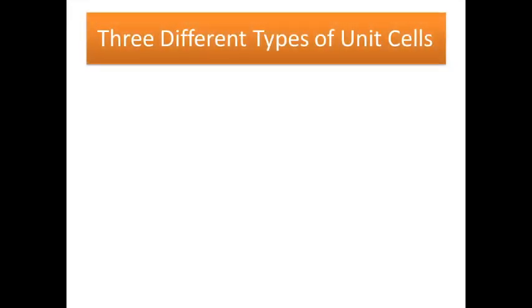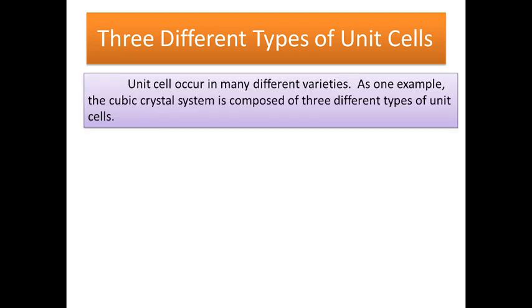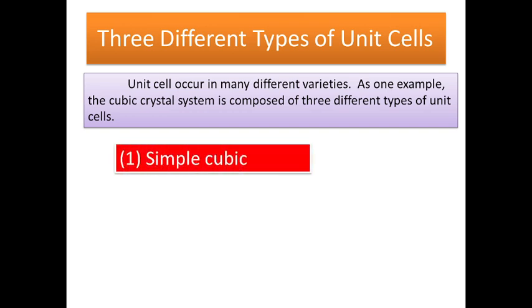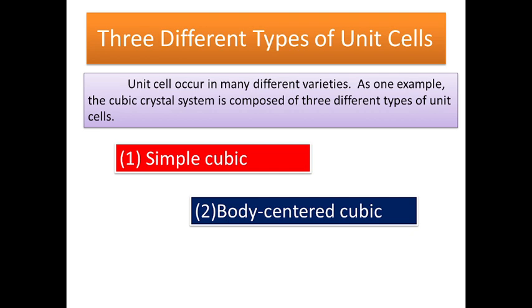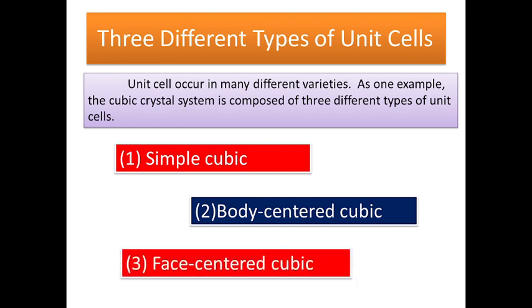There are 3 different types of unit cell. So we can have different varieties. The first one is simple cubic, the second one is body centered cubic, and the third one is face centered cubic.